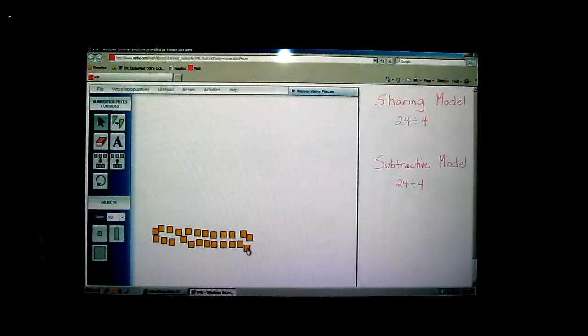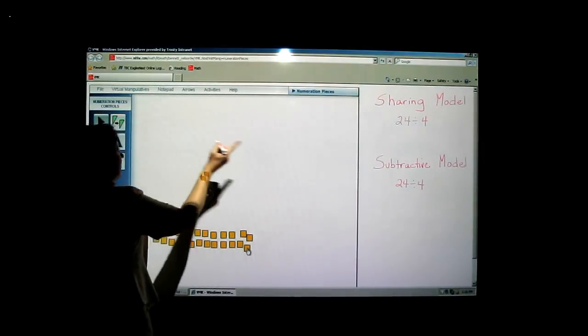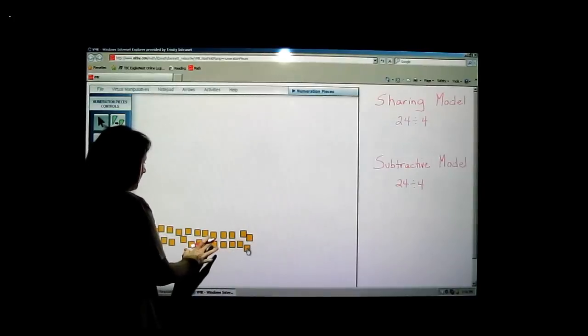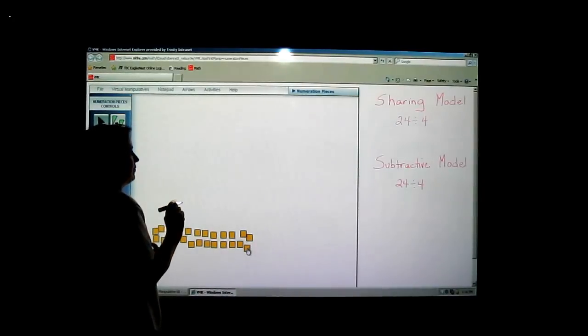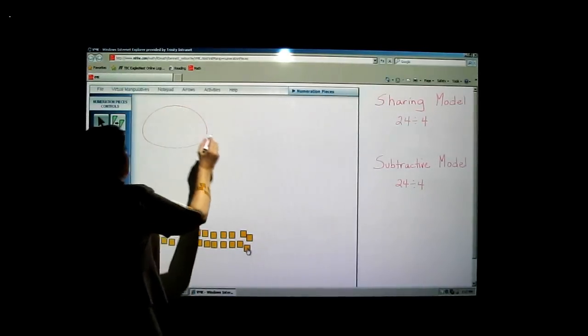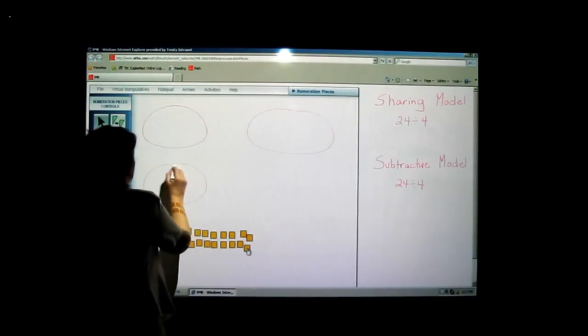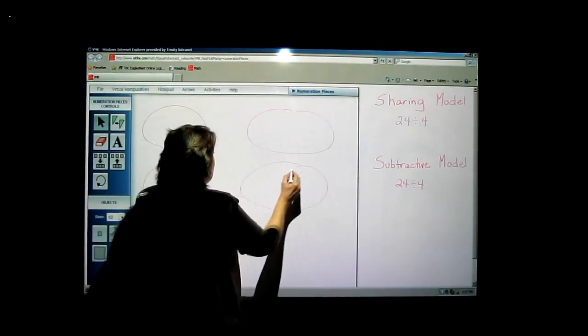Just for fun, we're going to pretend these are cookies, just to make it a little bit more fun. And we've got 24 cookies divided by 4, and the sharing model means that I'm going to share them between 4 people. So I've got person number 1, person number 2, person number 3, and person number 4.